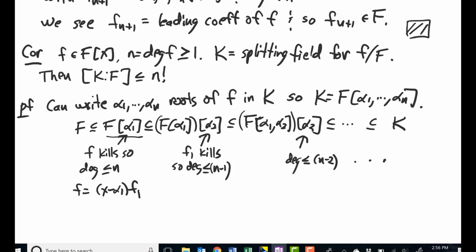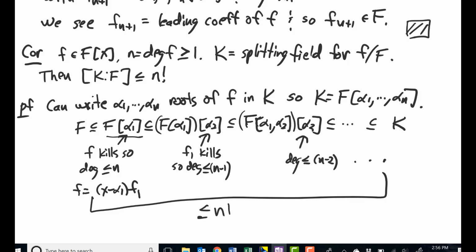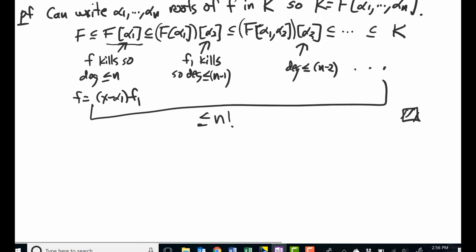So by the multiplicativity of degrees, the degree of the whole extension here will be at most n times n minus 1, n minus 2, all the way down. And you'll get at most n factorial, which will be the proof of the corollary. All right, so that's that.